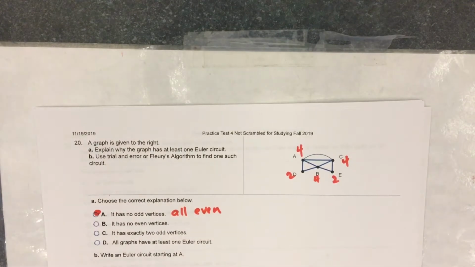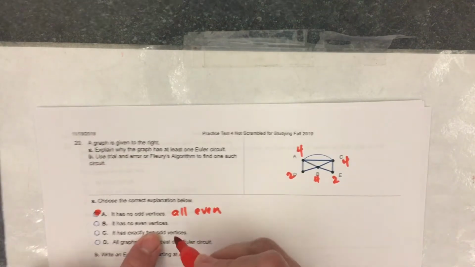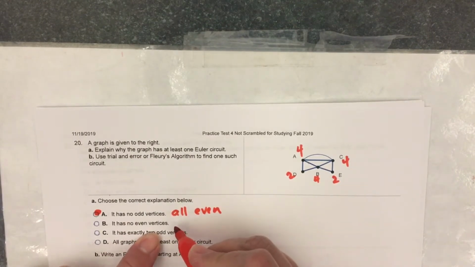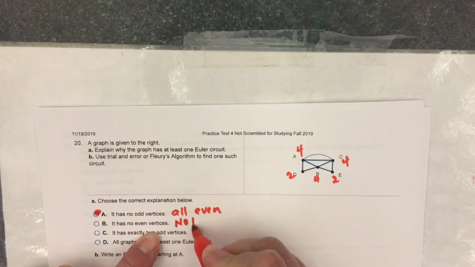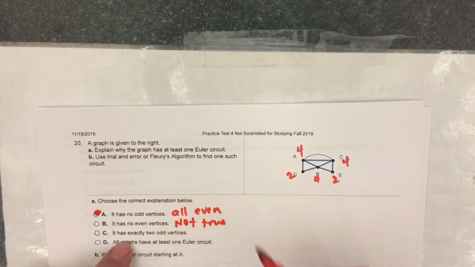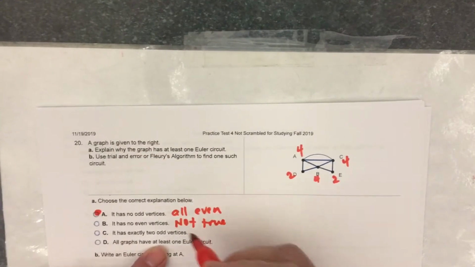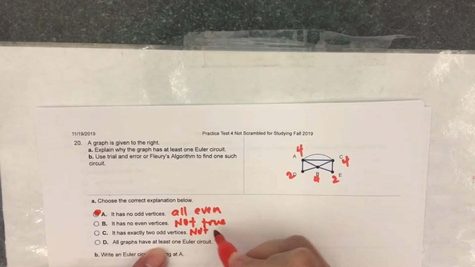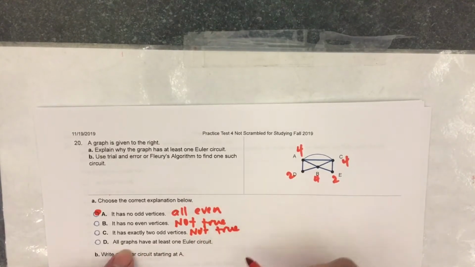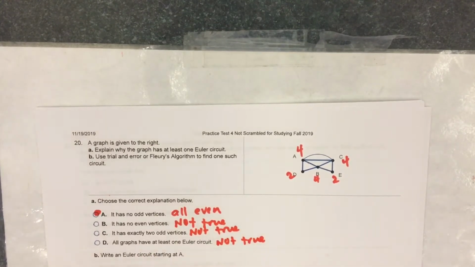B, I'll read the others because you've got to be careful here. B is it has no even vertices. Well, that's just simply not true. C is it has exactly 2 odd vertices. That's not true. D, all graphs have at least one Euler circuit. That's not true. Okay, go with the first one.